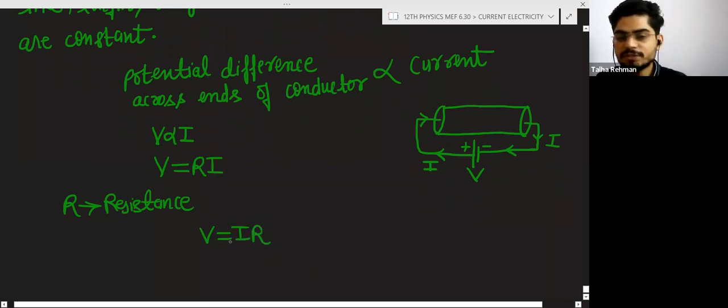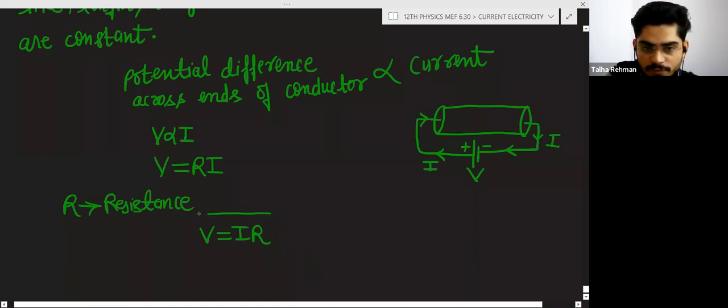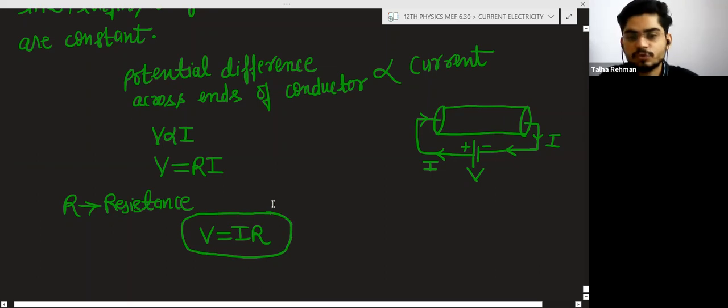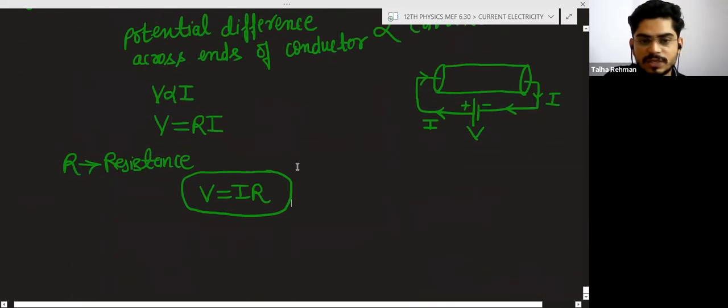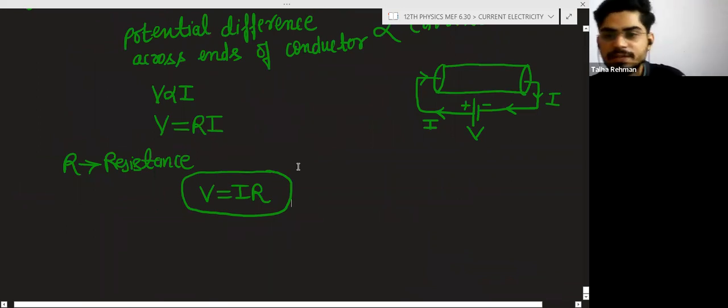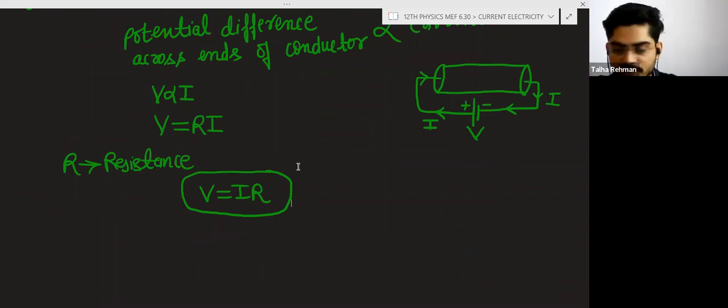But you cannot say only this thing is Ohm's law. V is equal to IR is not Ohm's law. You have to say along with this V is equal to IR, and you also add this statement: if the temperature and the other physical conditions like length and this are constant, V is equal to IR. But generally we study the cases where the temperature and the physical conditions remain the same.